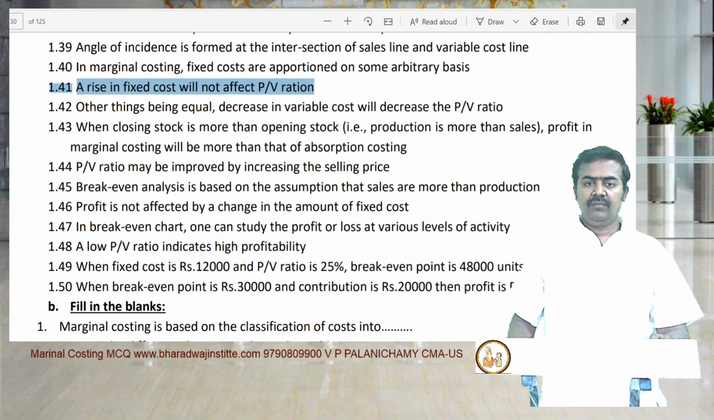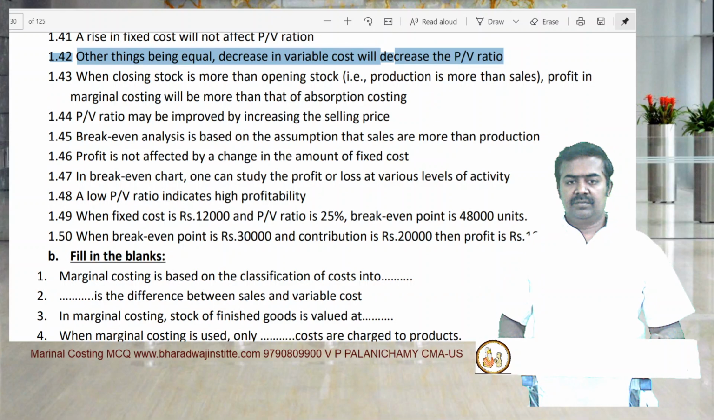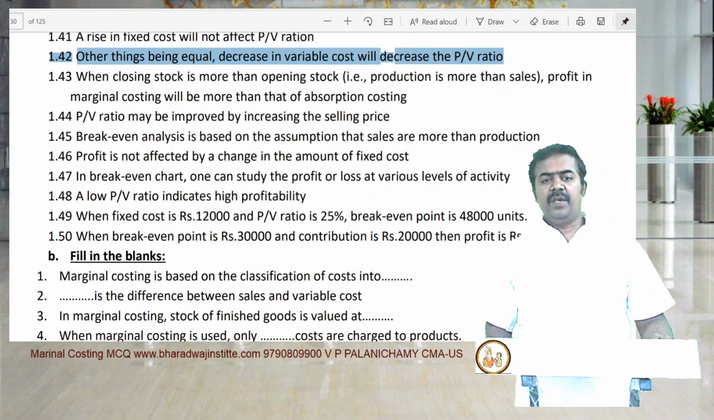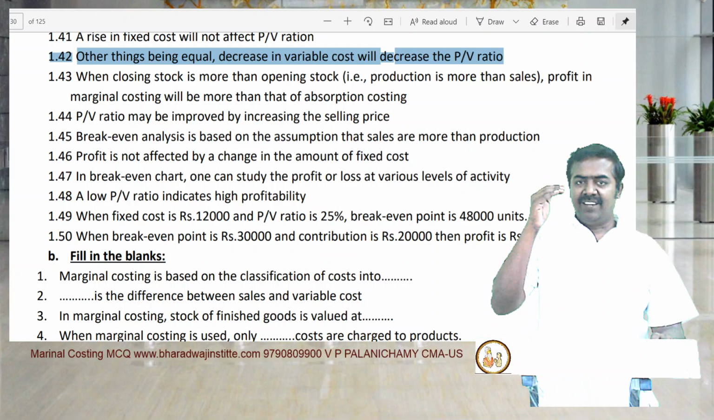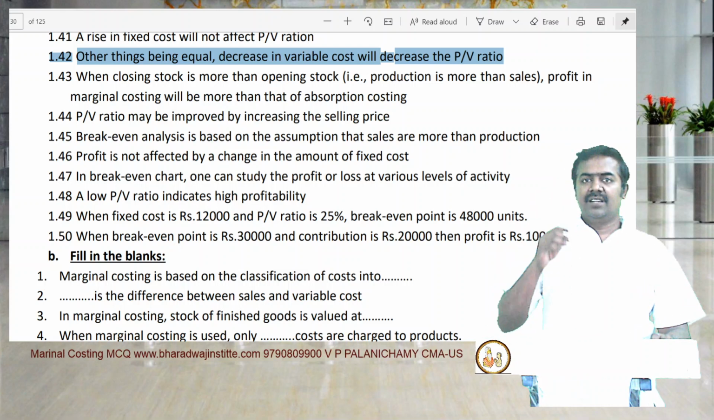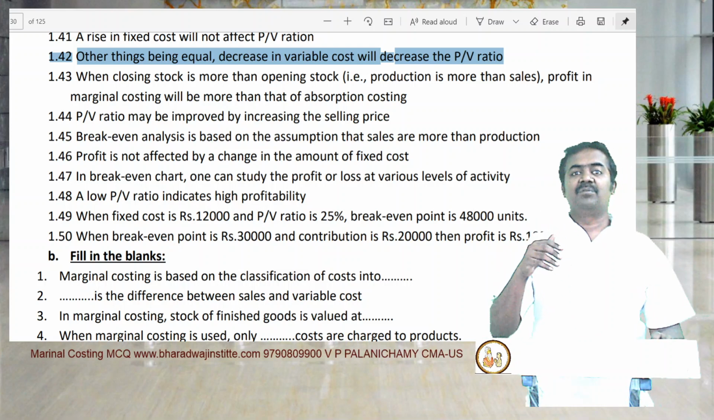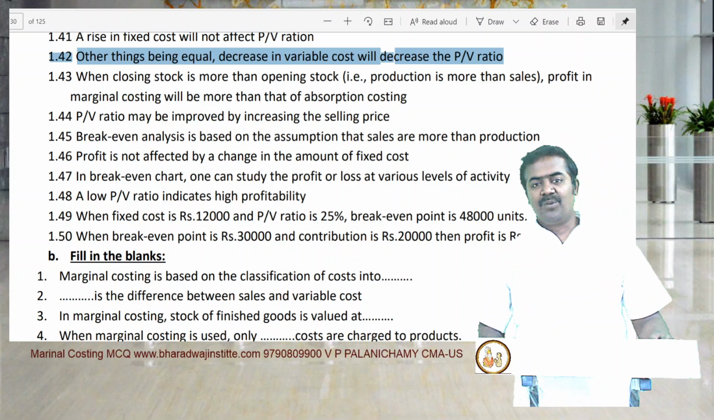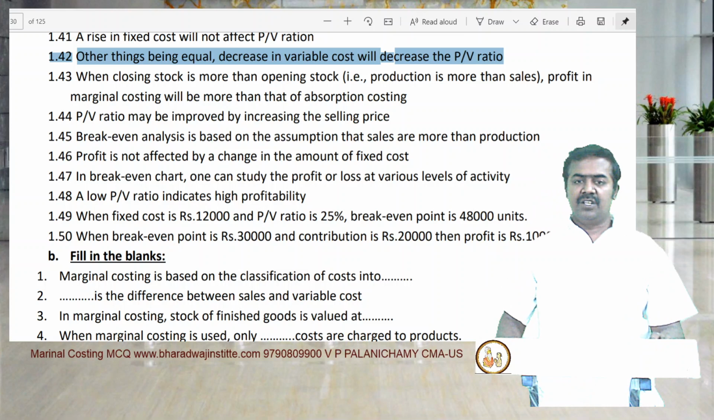True. Next. Other things being equal, decrease in variable cost will decrease the PV ratio. See, when variable cost decreases, sales minus variable cost, you will have more contribution. It will increase the PV ratio. So the statement is false.